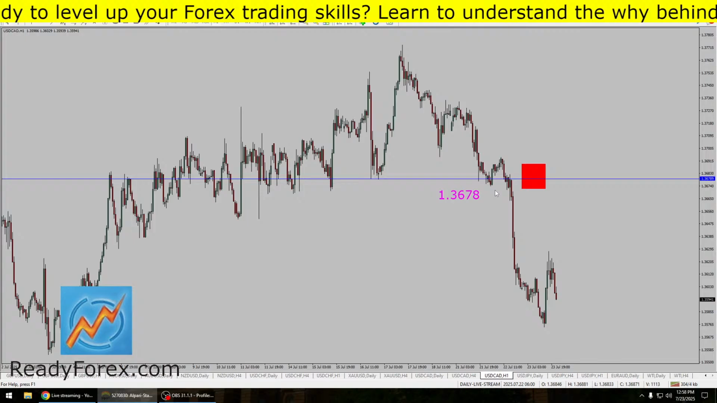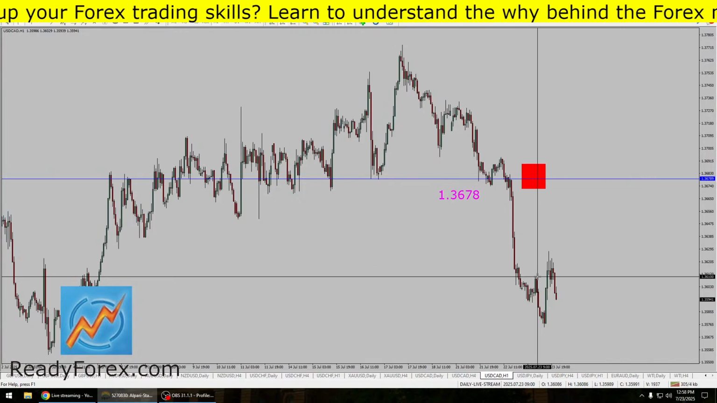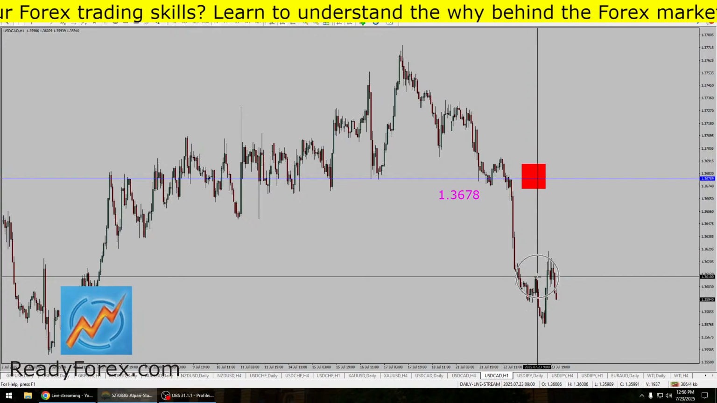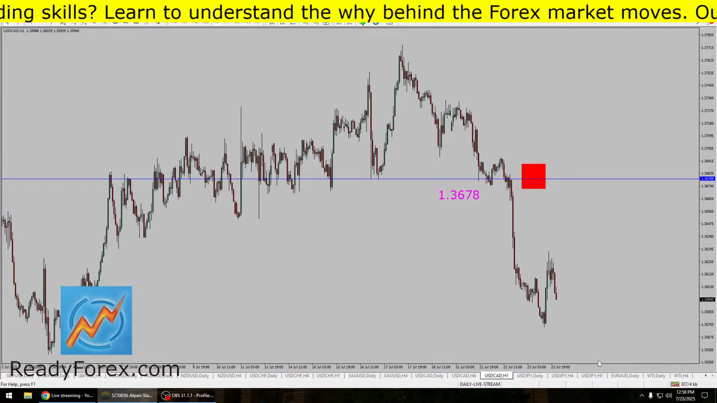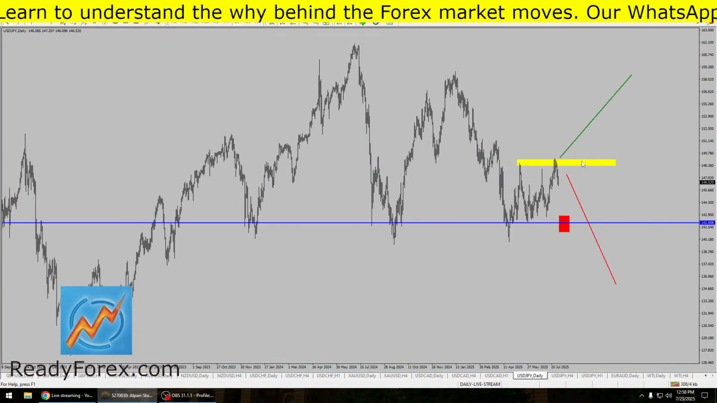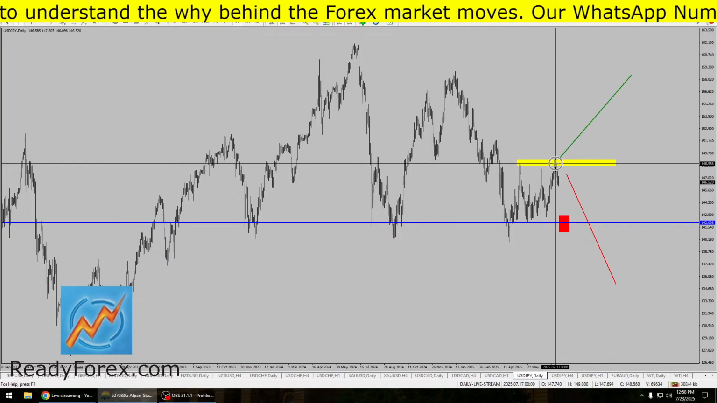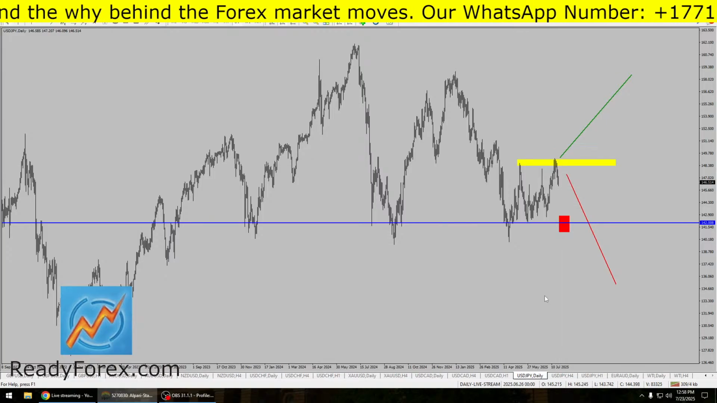Next 1 hour over here, we got this nice breakdown. And here's a failure right over here. So the way I see, market is going to drop more. Next one is the US dollar versus Japanese yen currency pair. This looks like to me we got a bullish breakout, but it looks like to me it's a false breakout.